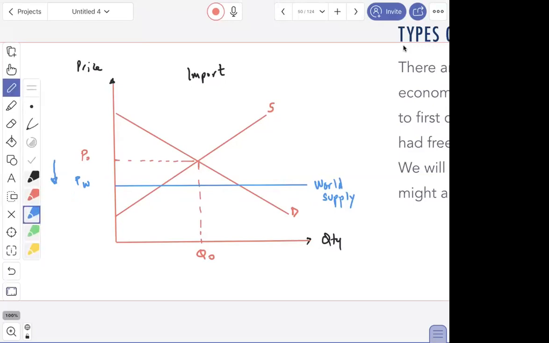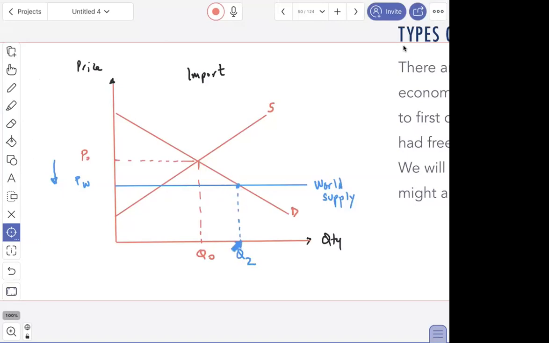Which means Pakistan will be like, you know what? If the world price is so low, domestic consumers will say we will want to buy Q2 amount of imports. Why do they want to buy Q2 amount of imports? Because if imports are allowed in this country, then at PW price this is how much of the demand is being met.